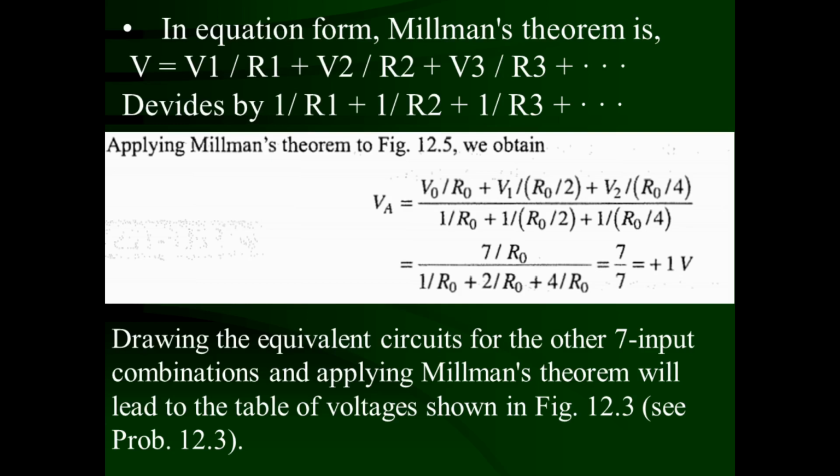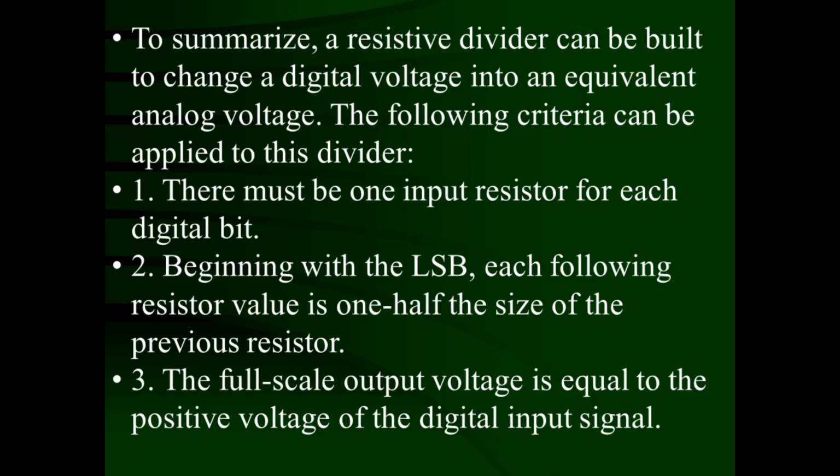Drawing the equivalent circuit for the other 7 input combinations and applying Millman's theorem will lead to the table of voltages shown in figure 12.3. To summarize, a resistive divider network can be built to change a digital voltage into an equivalent analog voltage. The following criteria can be applied to this divider. So, we are summarizing how this resistive divider can be built to change a digital voltage into an equivalent analog voltage.